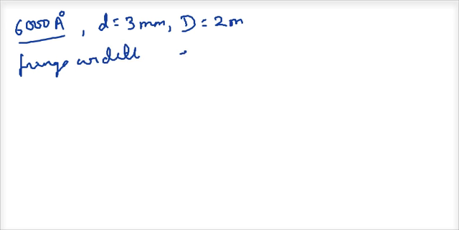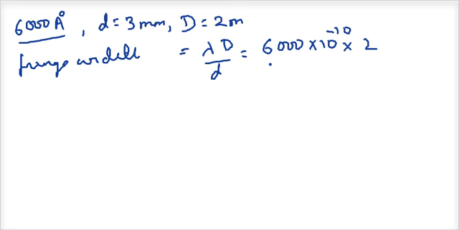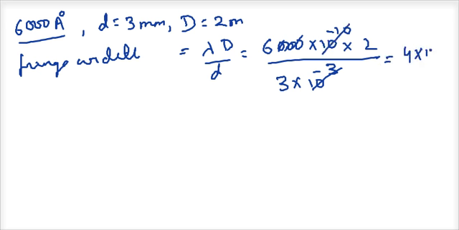So fringe width is equal to lambda D by d. So it's a simple case of substitution. So 6000 into 10 power minus 10 meters into capital D, that is 2, divided by 3 into 10 power minus 3 millimeters. So millimeters will become meters. So you have to be careful about the units. So here it is 10 power minus 3, here it is another 3, so 10 power 6, so this becomes 10 power 4. So ultimately you will get 4 into 10 power minus 4 meters.